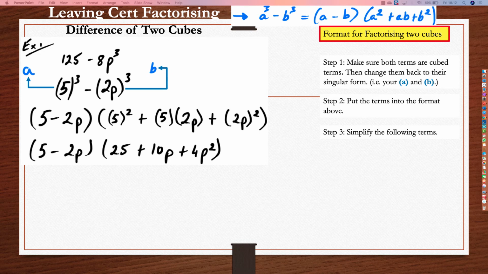Sorry, that should be a minus in the middle.